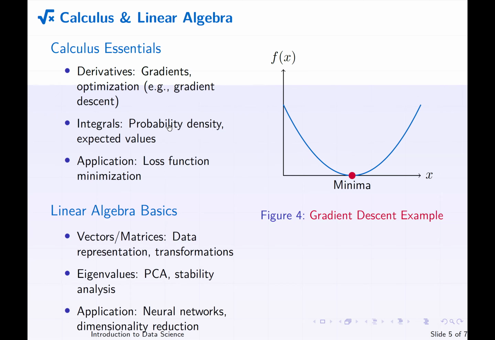So that's gradient descent. You need to know about integrals. So we talk about things like probability density, expected values. Integral is just like summing things up. Then you can have application of that in machine learning, in data science, where you begin to talk about loss function minimization. So you want to minimize your loss function as you work with certain algorithms.